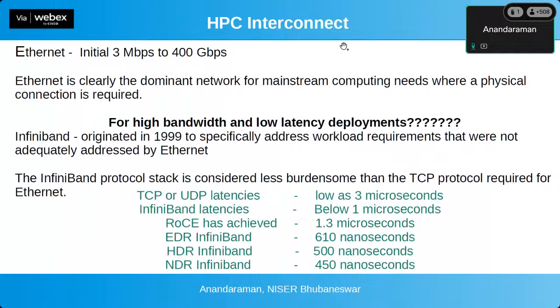Okay, the interconnect. How are we interconnecting, and why is it important? Ethernet initially started with 3 Mbps bandwidth. Now it can deliver up to 400 Gbps. So in terms of bandwidth, we absolutely have no issue. But when it comes to latency, Ethernet is lagging behind. Ethernet is good for bandwidth, but we need both high bandwidth and low latency.